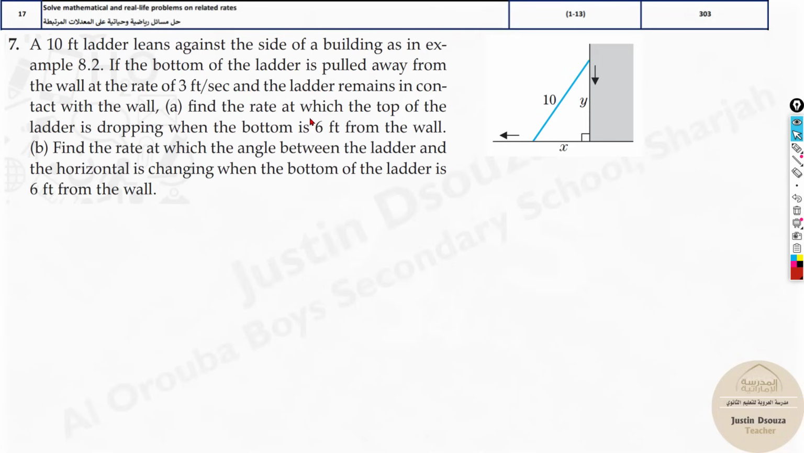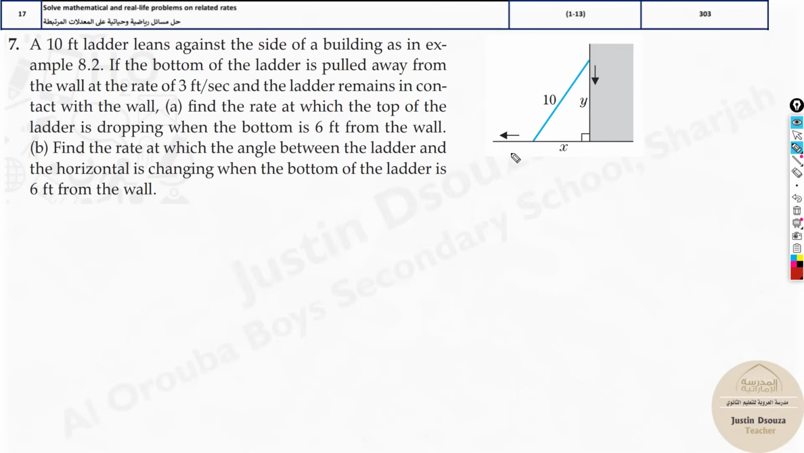And we need to find the rate at which the top of the ladder is dropping when the bottom is 6 feet away from the wall. That means when x is 6 feet, what is the rate of this change? Then find the rate at which the angle between the ladder and the horizontal, this angle theta, is changing when the bottom of the ladder is 6 feet. Okay, at 6 feet, what is this angle and what is this rate? Two things to be solved. Now the figure is given here.